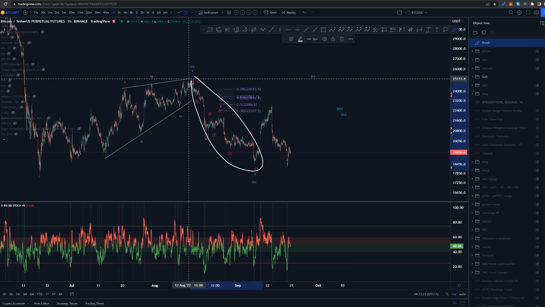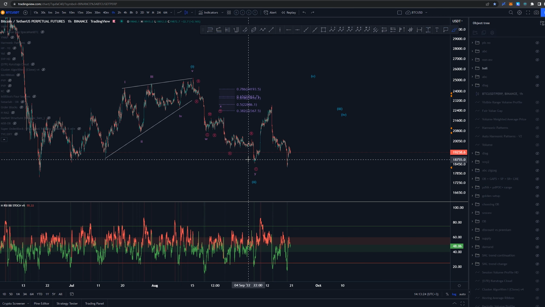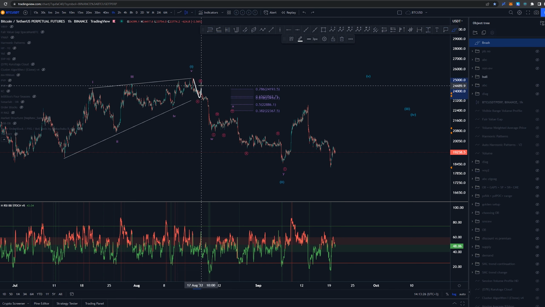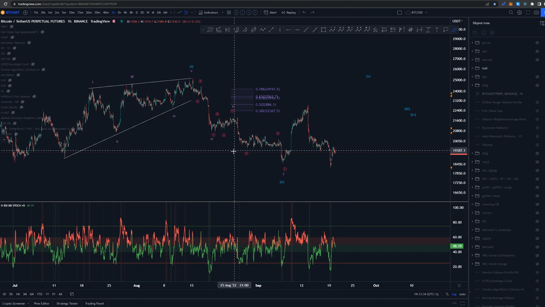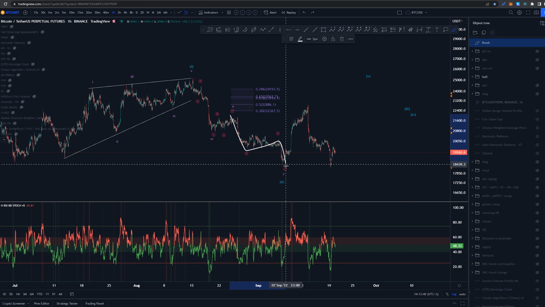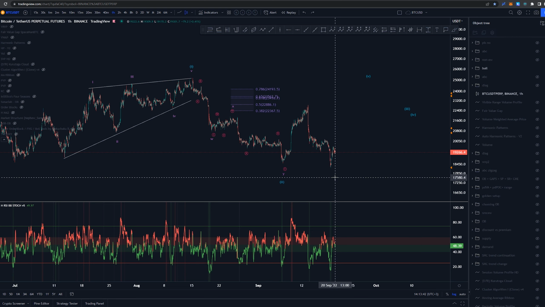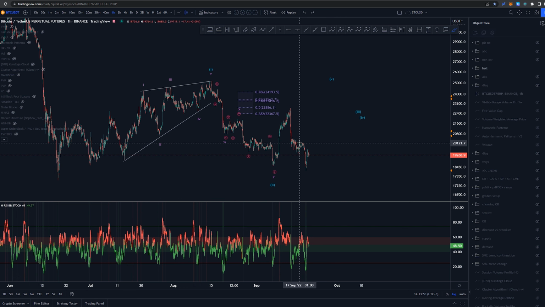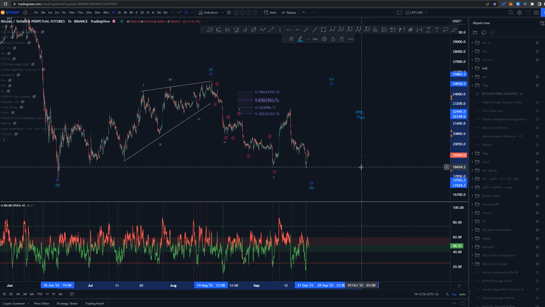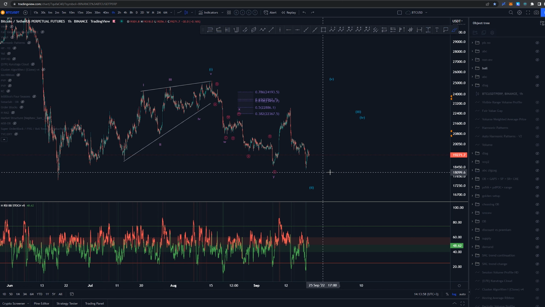Then we would have to say that we have this as a three-wave structure, but again, this would have to be an ABC in here into W, ABC here into X. X does not get to the 38.2, which makes this less likely. Then we would have this as an A, B, and C again into wave Y to complete the wave 2. But again, this has already been invalidated as we have taken out these lows here. So we can't have this as a five-wave structure of something starting, but instead we would have to acknowledge that wave 2 is here at these lows or even further out.